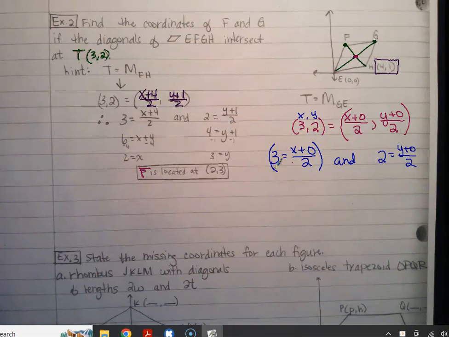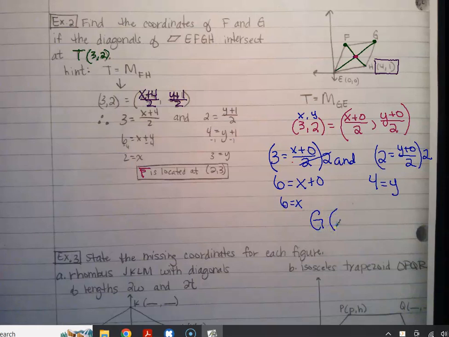All right, so to solve it, what are we going to do? Multiply by 2. So these would cancel. 3 times 2 is 6 equals x plus 0, or just 6 equals x. We don't even have to have the 0. How about the other one? You multiply by 2, which would be 4 equals y. So now we know G, because these are the coordinates for G.